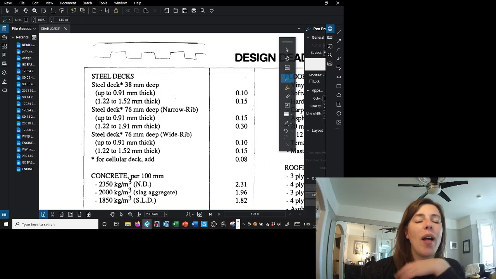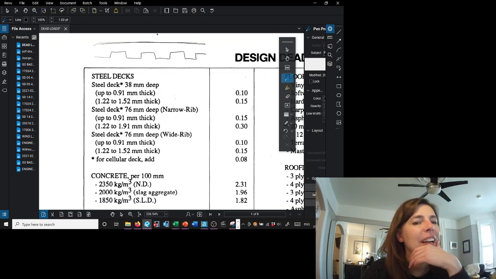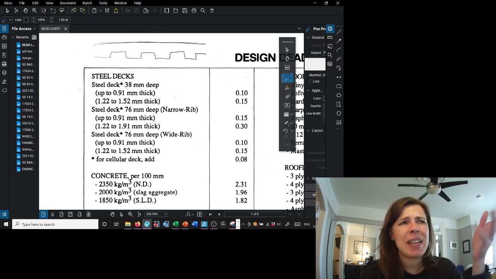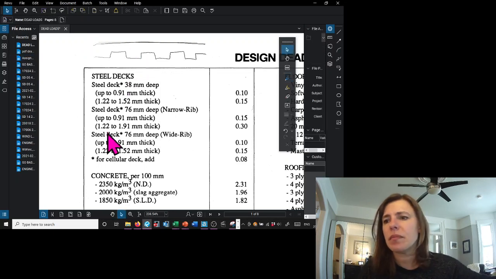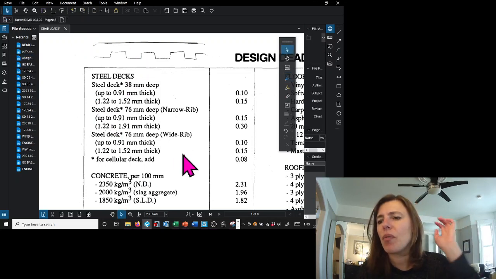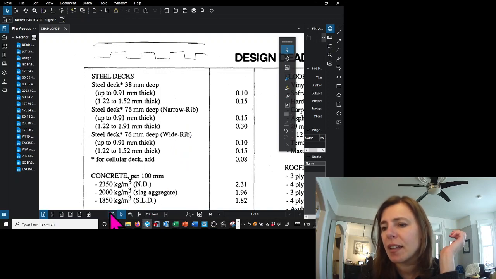So how do you know how much area there is of concrete? That doesn't seem very fair. You'd have to calculate that out each time, when we use concrete on metal deck all the time. Oh, it did it again.